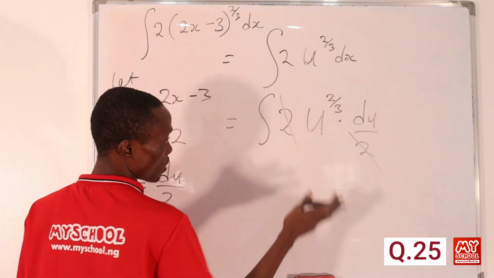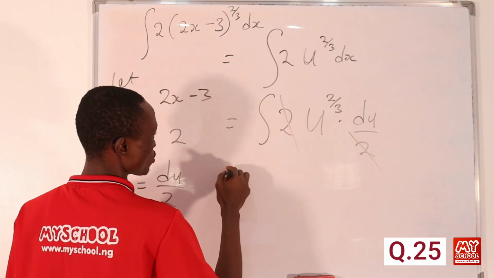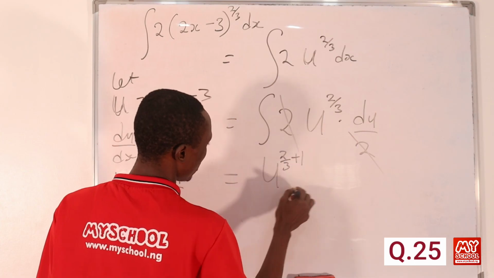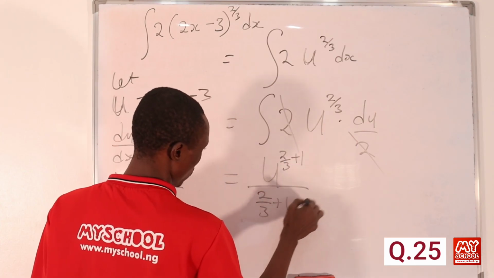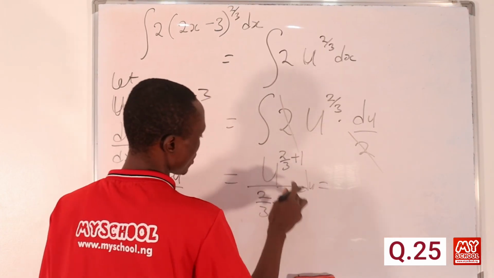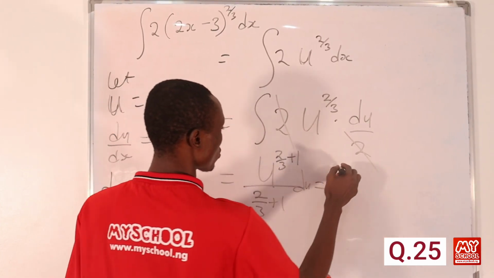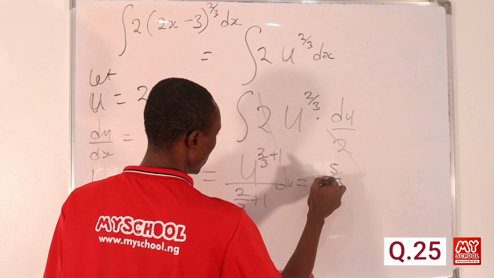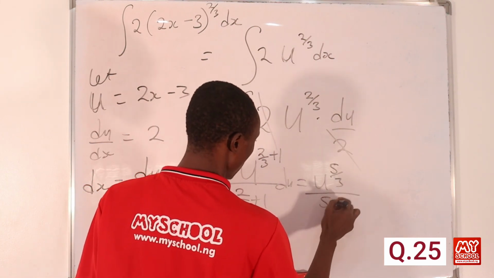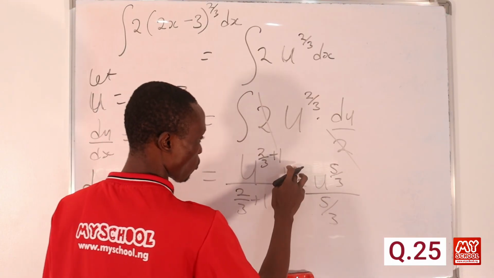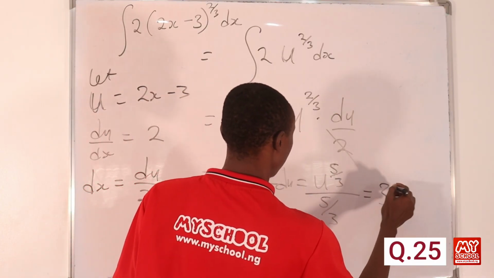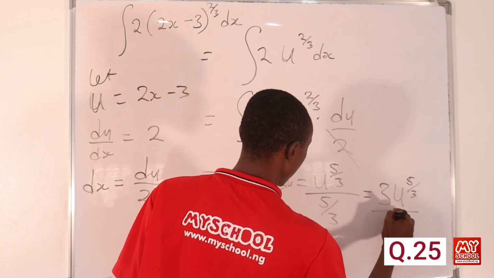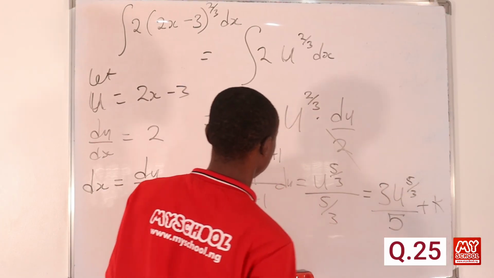Now to integrate, we just add 1 to the power, then use the new power to divide the term. So if we integrate this, we'll have u raised to power 2 over 3 plus 1, over 2 over 3 plus 1, du. And this will be equal to 5 over 3. If we sum up this fraction, we'll have u raised to power 5 over 3 all over 5 over 3. So this 3 can move upward, so that we'll have 3u raised to power 5 over 3, all over 5, plus our constant k.